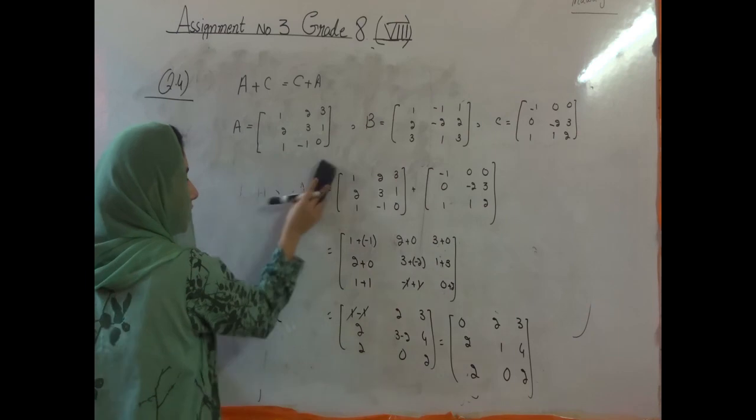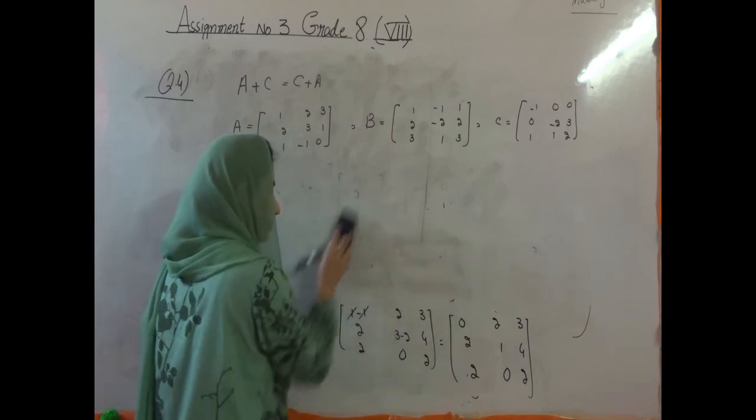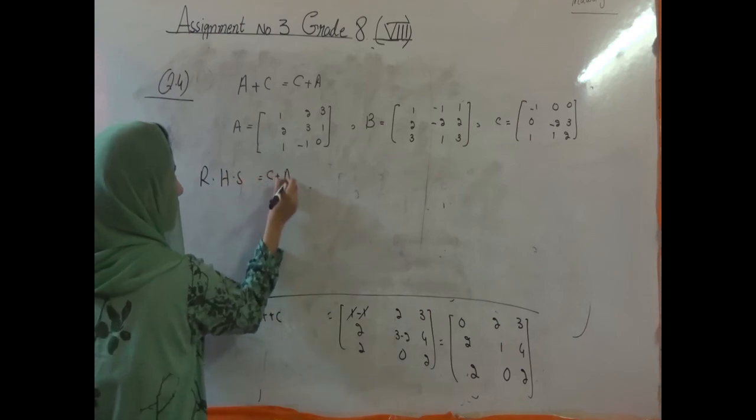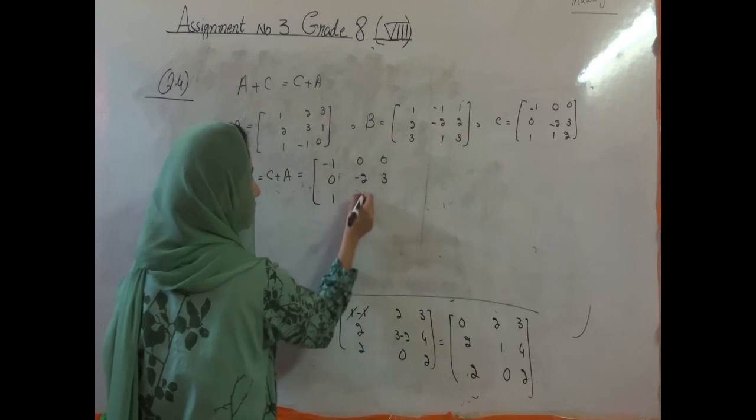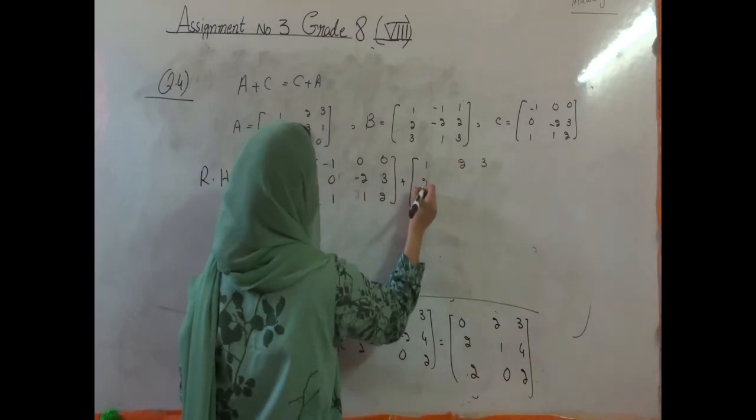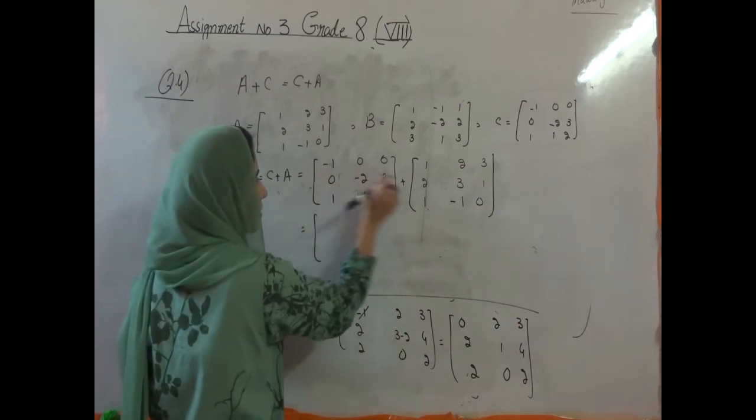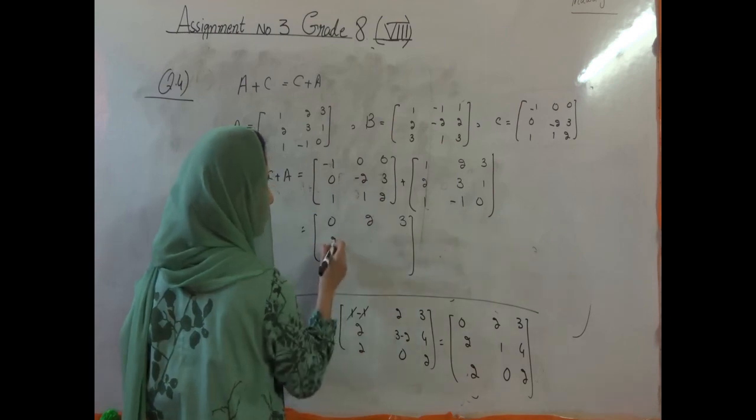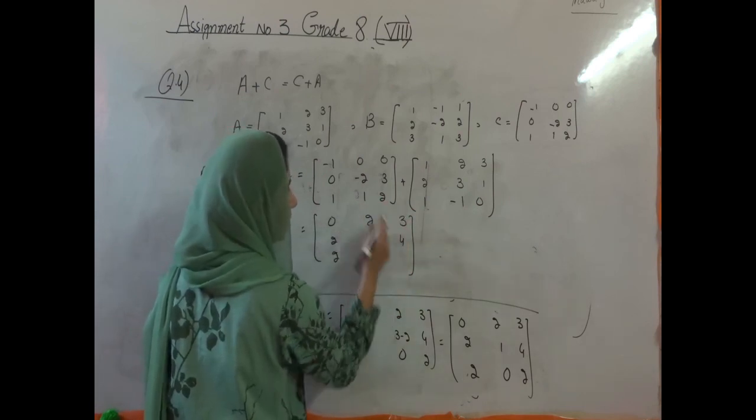Okay, now solve the right hand side. This means we will add C plus A. Then write down the matrix of A. Minus 1 plus 1, 0, 0 plus 2, 2, 0 plus 3, 3, 0 plus 2, 2, minus 2 plus 3, 1, 3 plus 1, 4, 1 plus 1, 2, 1 minus 1, 0, 2 plus 2, 2.